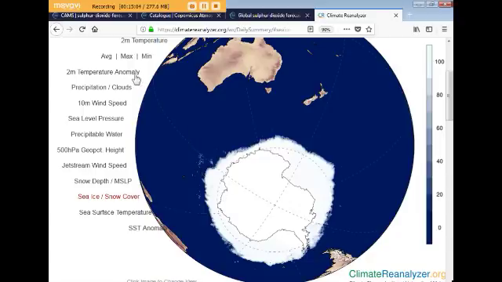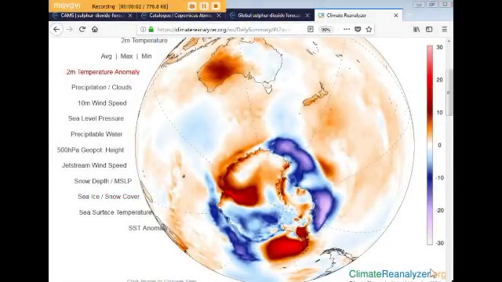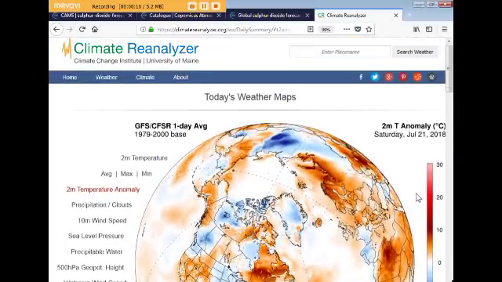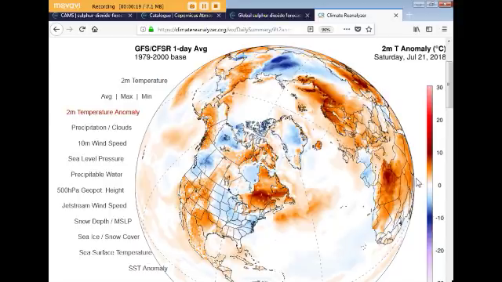So the two temperature. Hi, this is Margo. I'm back again. They crashed my computer again. Hopefully we can get this finished up. So as I was showing everyone on Climate Reanalyzer from today, Saturday, July 21st, this is the 2-meter temperature anomaly.